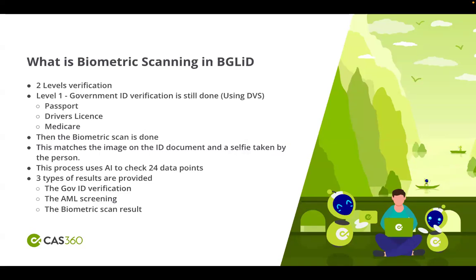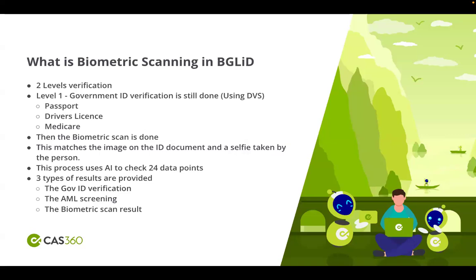So what happens is, when the selfie comes in, there is a check. And there's like 24 data points that are checked as part of this biometric scan. So the two ID images and then the selfie and the image on the source documents are matched. And we basically check those 24 data points and we provide you with a result. So you get a result across that. So it checks if the person is consistent with their selfie and their ID photo.